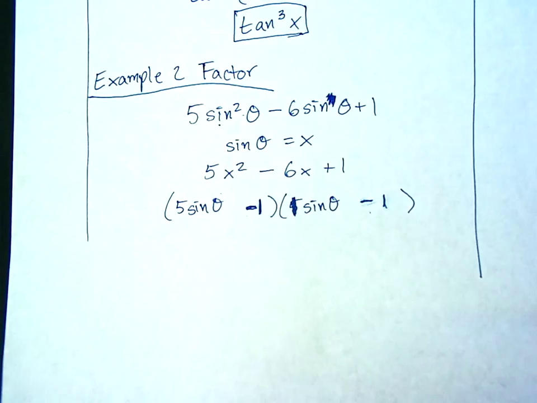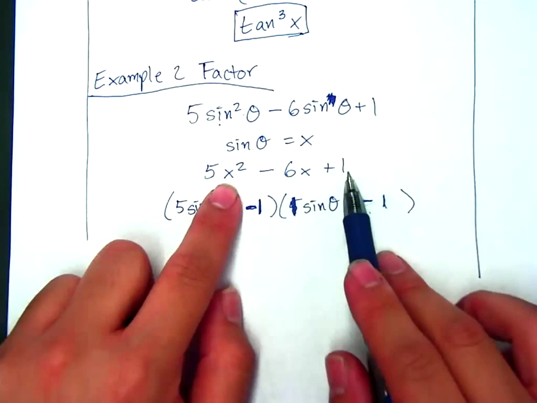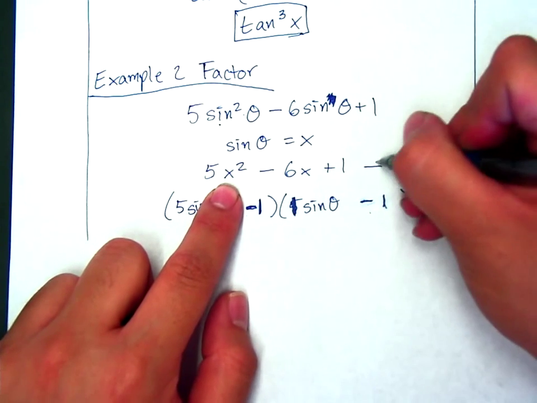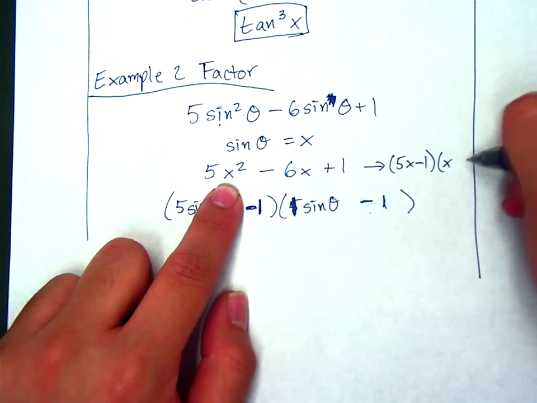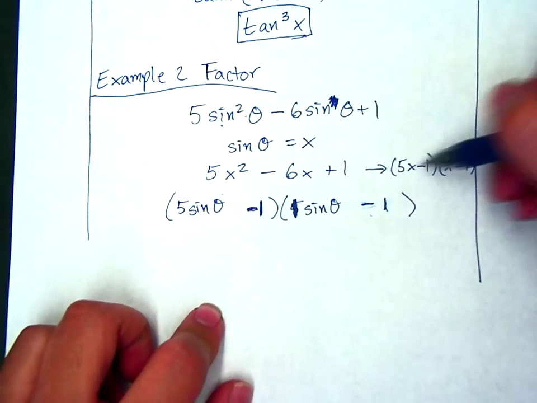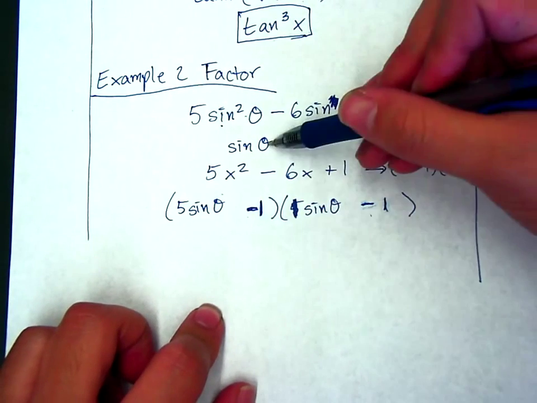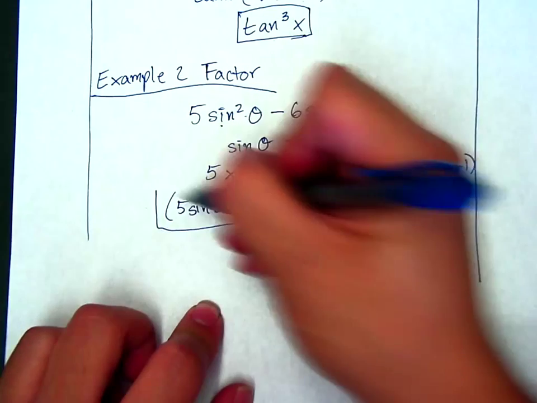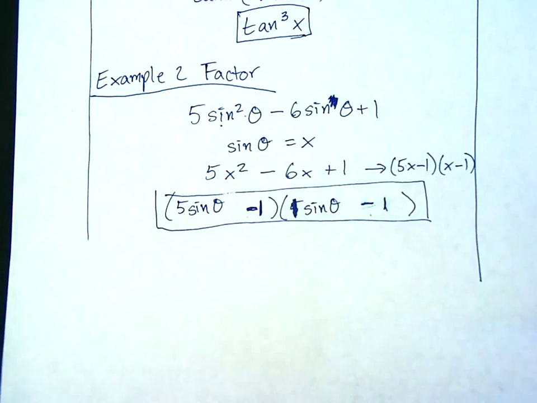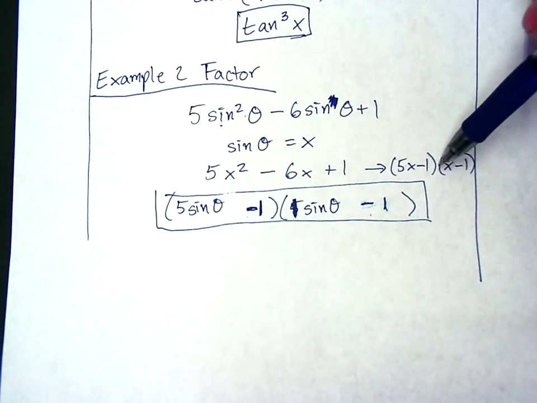You may use the big X if you need to. You may factor using this way if you needed to, because then this would just come out to 5x minus 1, and then x minus 1. If you went this route, you would then substitute sine theta back in to get this answer, because then this is what we're looking for. Okay, so again, you can factor normally and then just substitute whatever you took back out.